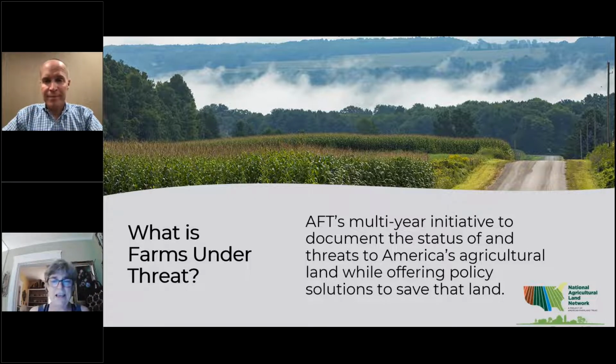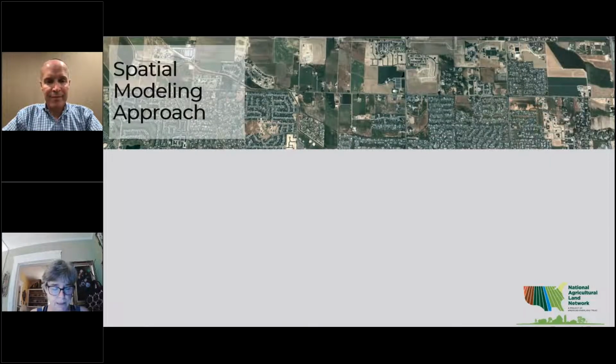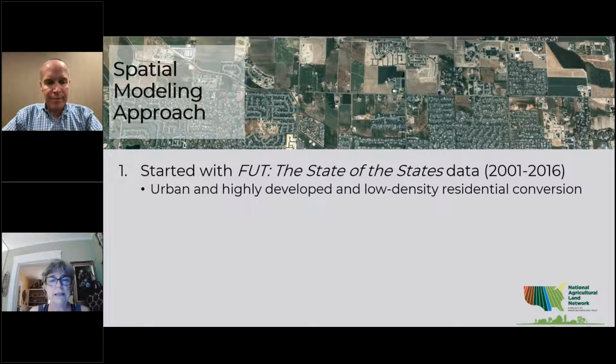Great, thank you, Billy. So now let's dive into the methodology and findings from the report. The first two Farms Under Threat reports, Farms Under Threat: State of America's Farmland, which we released in 2018, and Farms Under Threat: State of the States, which we released in 2020, mapped past conversion of agricultural land, first from 1992 to 2012, and then from 2001 to 2016. In this report, we're looking forward, using that past conversion data to model and predict future conversion of farm and ranch land out to 2040.